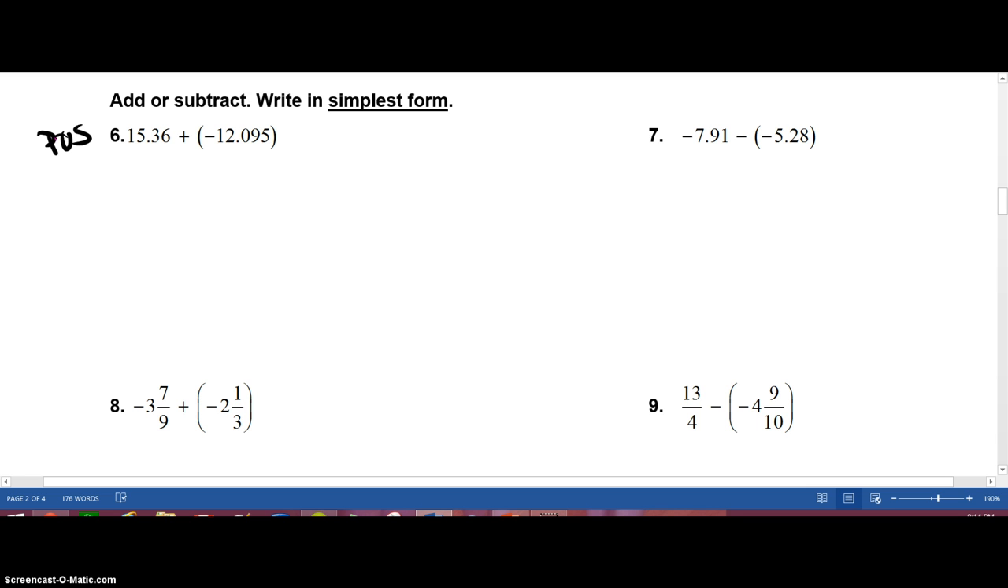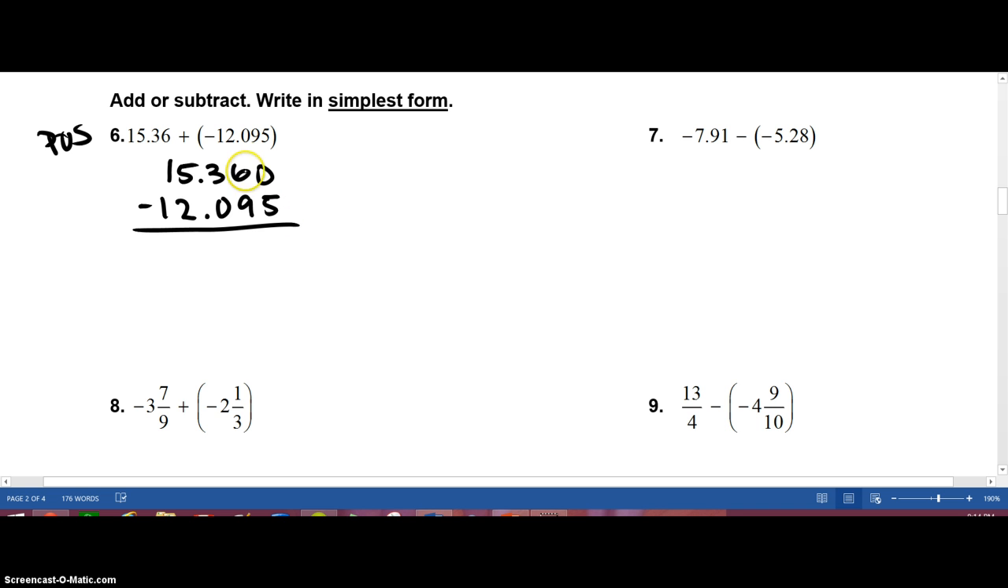So now that I've decided what my answer will be, I take my larger number and subtract my smaller number to find the difference. So I have 15.36 or 36 hundredths minus 12.095. Now, since I line up my decimals when I'm adding or subtracting, here I'm subtracting, I'm going to add a 0 here. That does not change the value. It's just for a placeholder there.